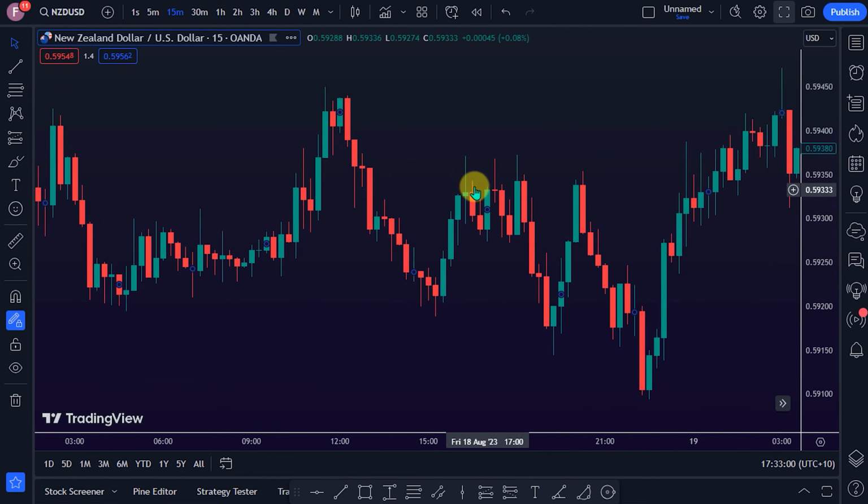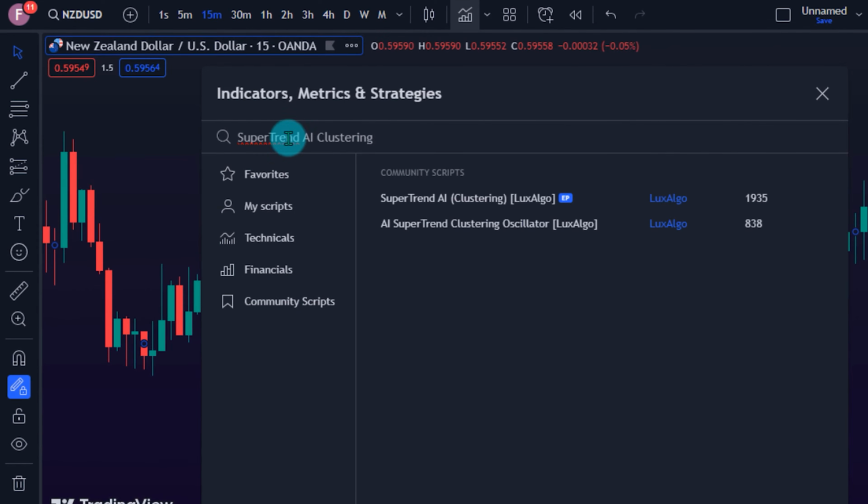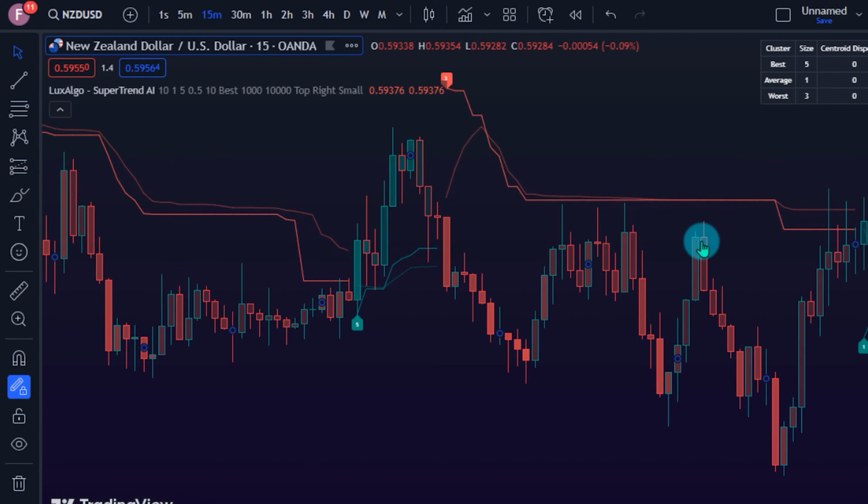To apply this indicator on the trading chart, search the keyword SuperTrend AI Clustering and select the SuperTrend AI Clustering EP by LuxAlgo on the TradingView Indicator Community Scripts folder. Here is the trading indicator.